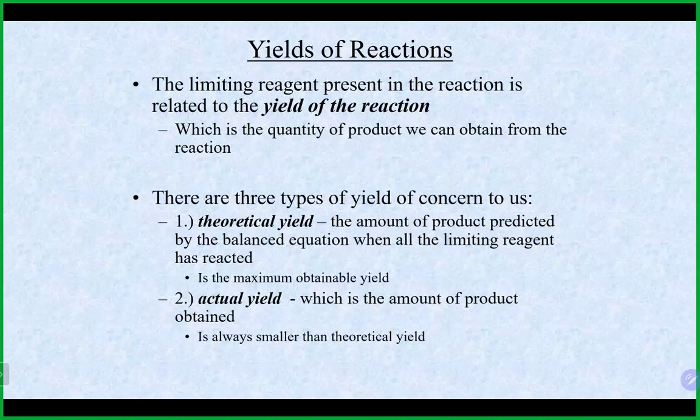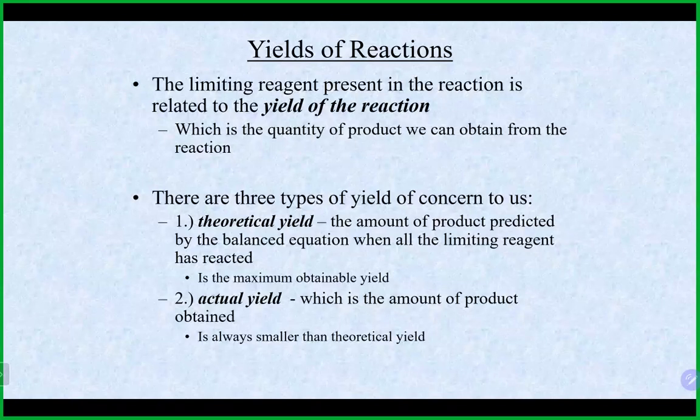The actual yield should always be smaller than the theoretical yield if you didn't screw up. Now, in real life, you might have an actual yield higher than the theoretical yield, which means you screwed up somewhere probably. But in reality, it should be lower. But if you do find yourself with an actual yield higher than a theoretical yield, then something probably did go wrong in your experiment.